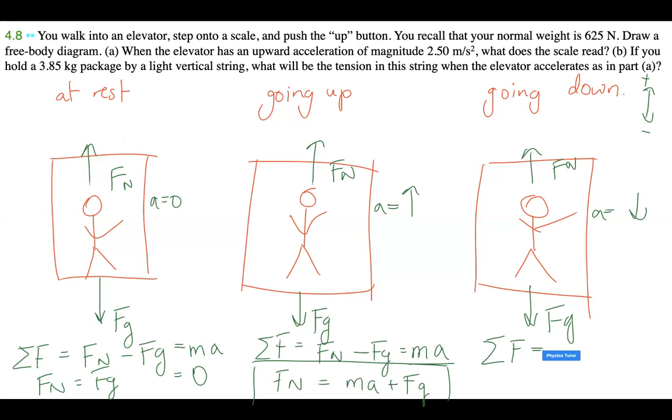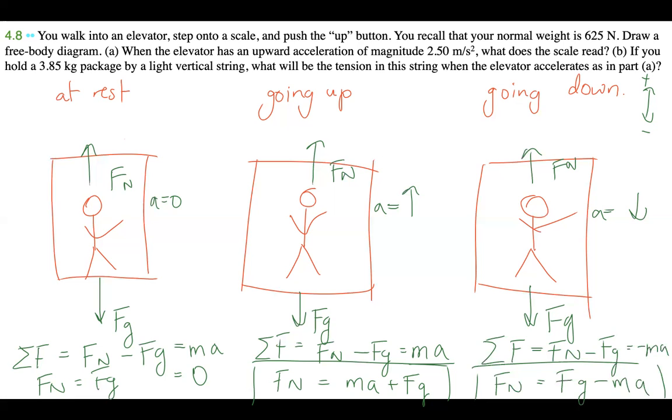In this final scenario, in which we're going down, the summation of forces is equal to Fn minus Fg, right? And over here, it's going to be minus Ma, because it's going to be downwards. And this means that Fn is equal to Fg minus Ma. And that's our final scenario. So these are the three situations in which we're going up, going down, and at rest. And that's how our normal forces are going to look.